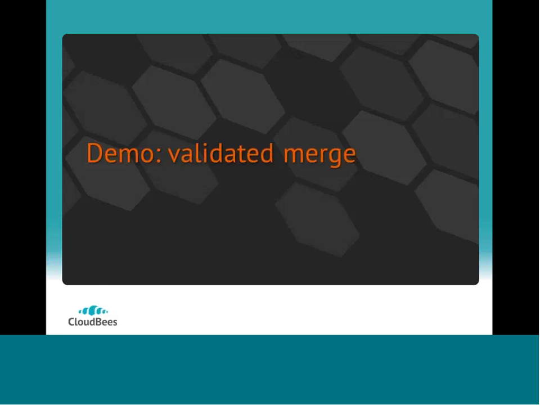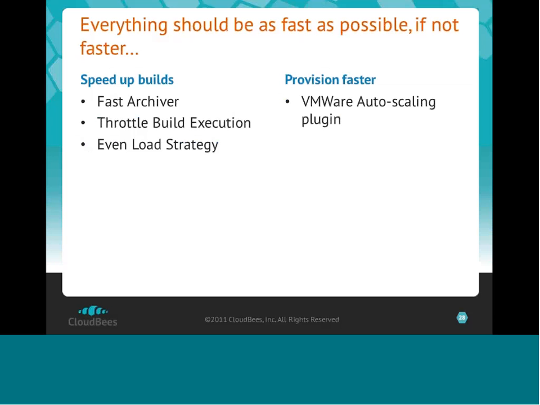Then there's this other section about how you provision slaves faster, and we have this VMware auto-scaling plugin there that you can use to create a cloud of slaves and give that to Jenkins. So this does a number of things, but for example, on a single host system, you can have a number of virtual machines configured to a particular test environment, and then you can let Jenkins power those machines up and down as necessary.